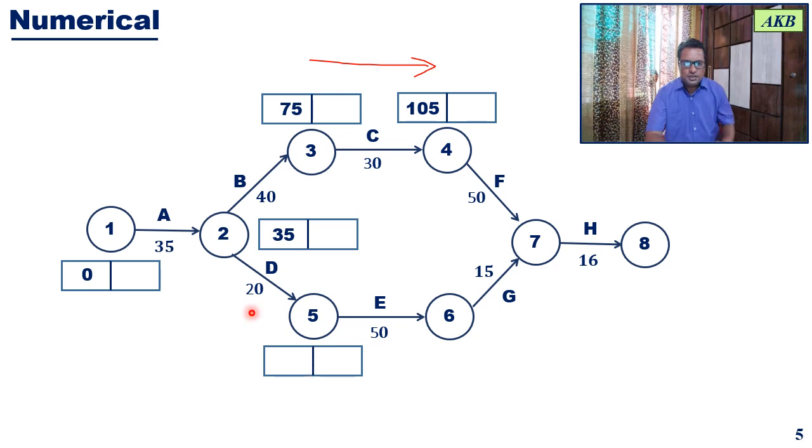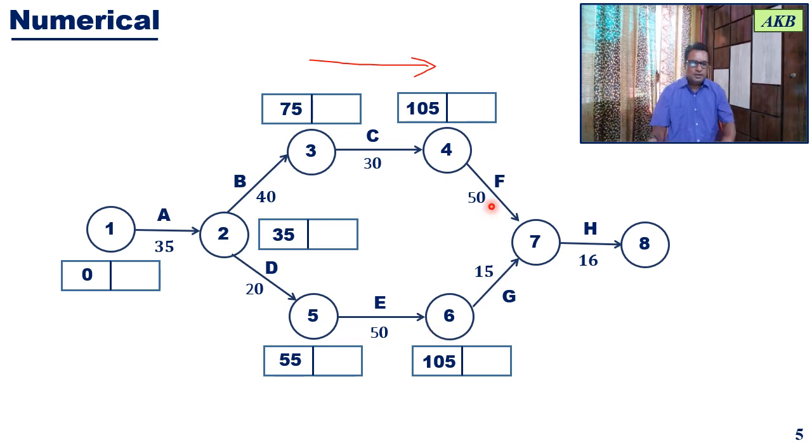Same calculations we will do for event 5. So now you can easily tell this will be 35, which is the earliest event time for the previous event, plus the duration of the activity, which is 20. So it will be 35 plus 20, that is 55. Then for event 6, the earliest event time will be the earliest event time for event 5, that is 55, plus the duration of activity E, that is 105.